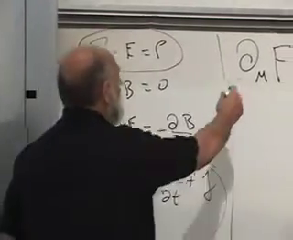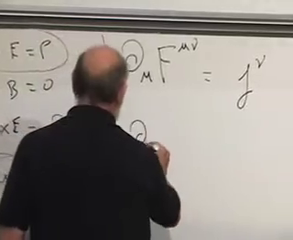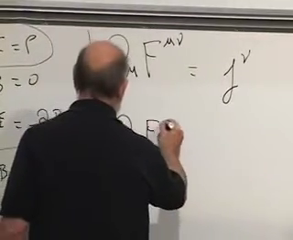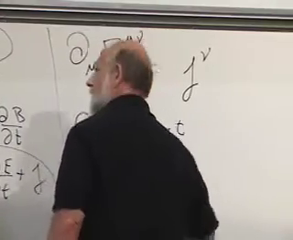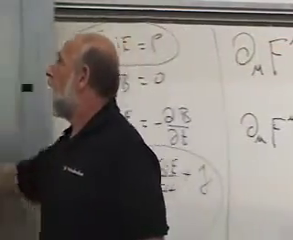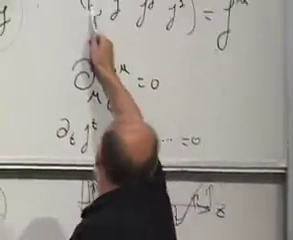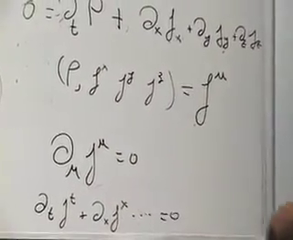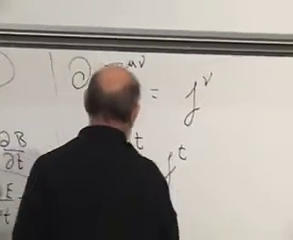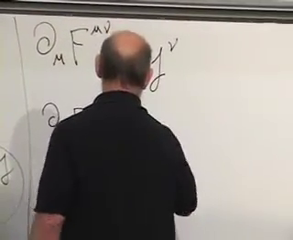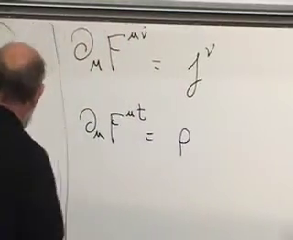First of all, let's take the time component. The time component would be d mu F mu t is equal to J t. But what is J t? That's the time component of the 4-vector of current. It's rho. So on the right-hand side, we have rho. And what about the left-hand side?